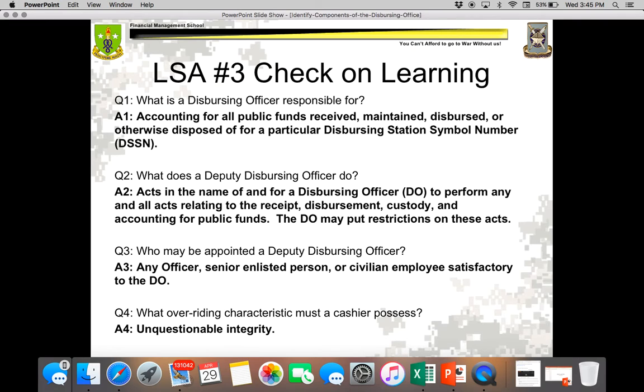So this one just gives us the answers right up front, I guess. Disbursing officer is responsible for accounting of funds. The deputy disbursing officer acts in the name of the disbursing officer. Again, that's usually going to be a lieutenant or captain at the FMSU level who's acting on behalf of his commander. And then again, they're going to touch upon this unquestionable integrity that a cashier must possess because they are the ones that are handling customers' funds every day, as well as PII on the clients.